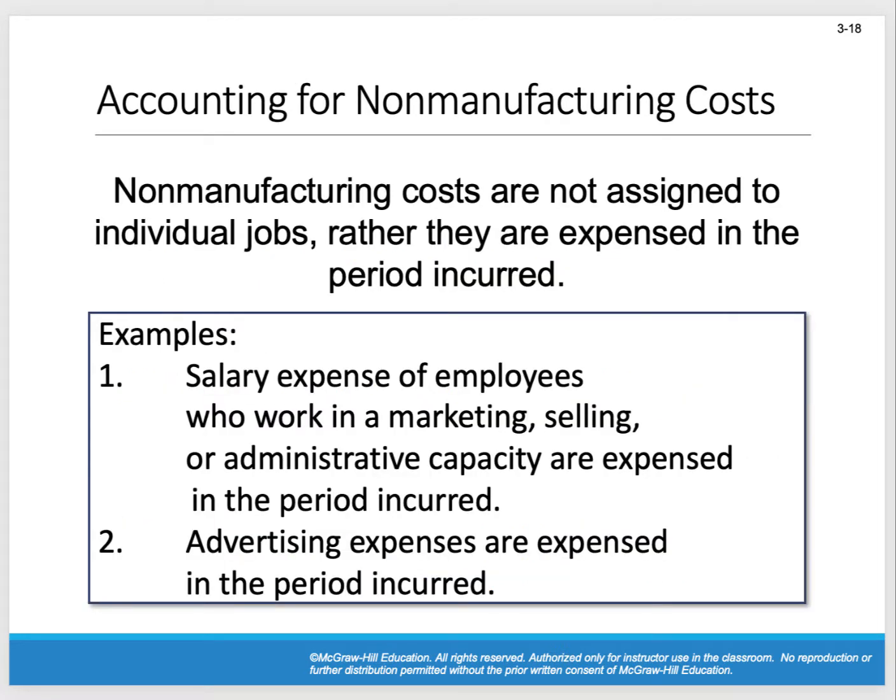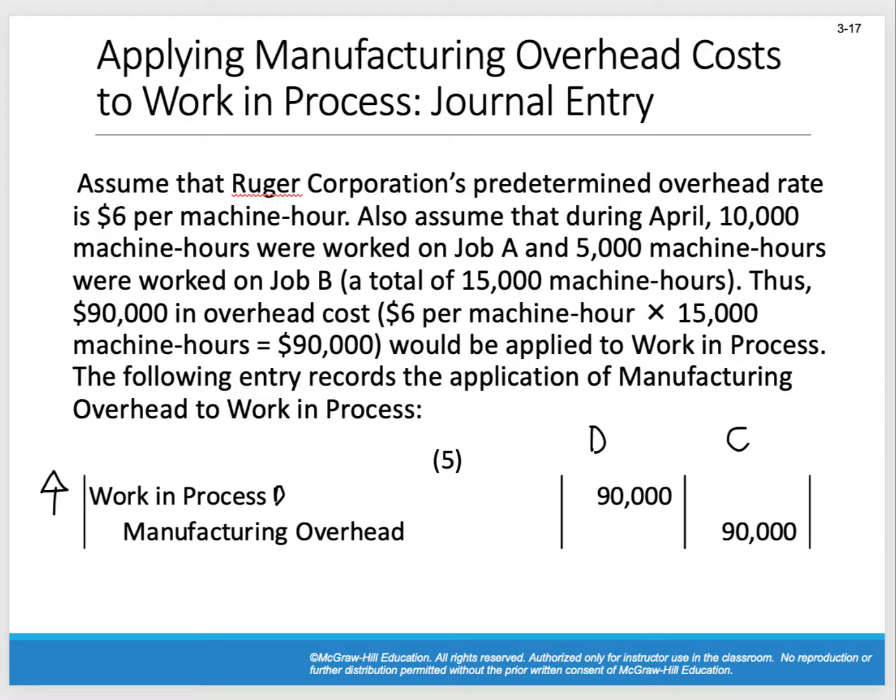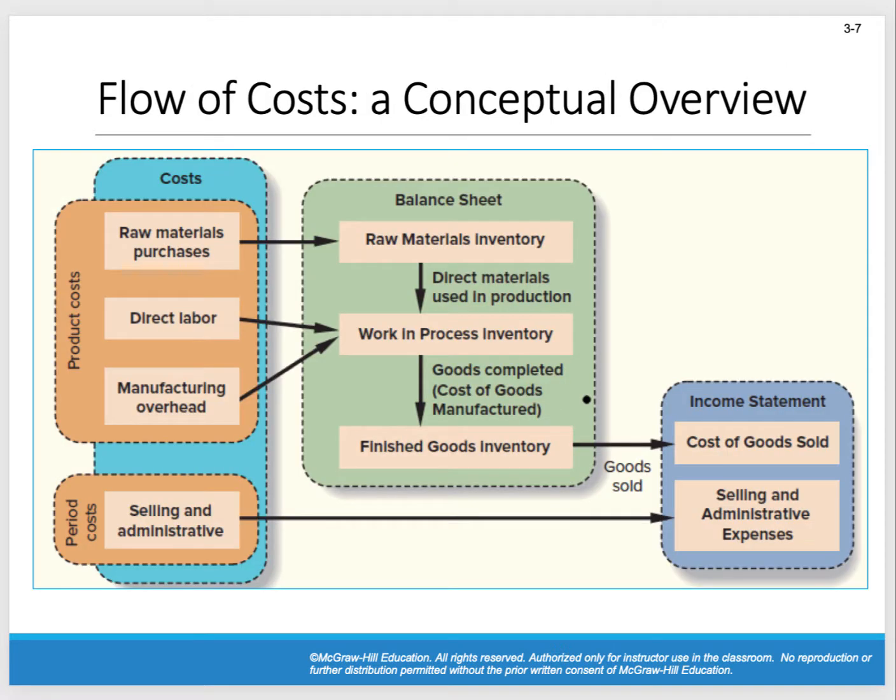What do you need to know for the real world? You need to know how costs flow. Okay? You need to know that those selling and administrative expenses never show up on the balance sheet. They always flow directly to the income statement.